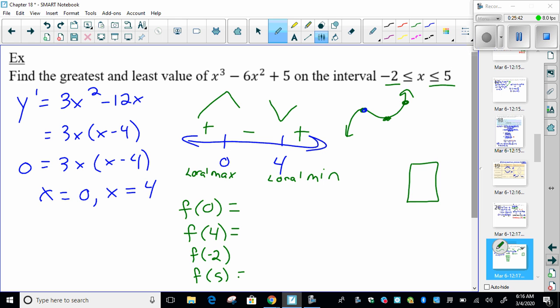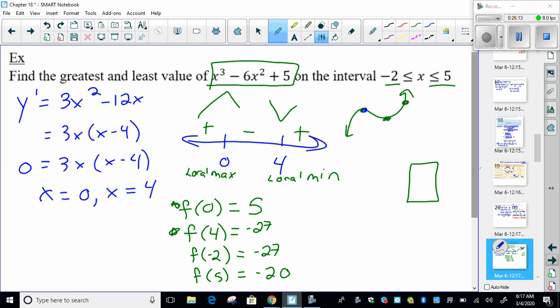Now, one of the things that is nice is if either of these two x values were outside of my domain, I wouldn't have to check them because it's not within that defined domain. So when I plug 0 in, and -2 and 5, I get the following out. Again, I'm putting them into this original function. f of 0 is 5, f of 4 is -27, f of -2 is -27, and f of 5 is -20.